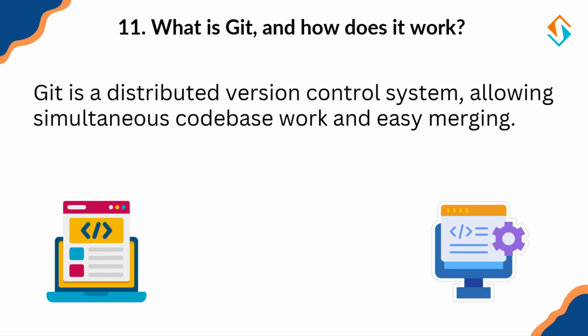Okay. Now let's come to the next question. What is Git and how does it work? Git is a distributed version control system that allows multiple developers to work on a code base simultaneously. It helps track changes, collaborate efficiently, and merge different versions of code without conflicts.